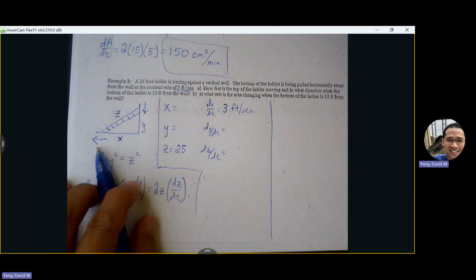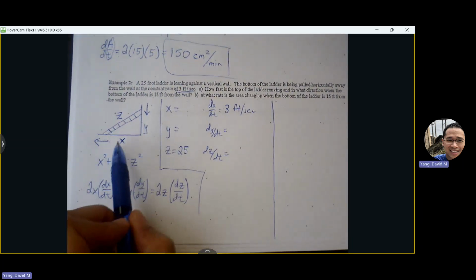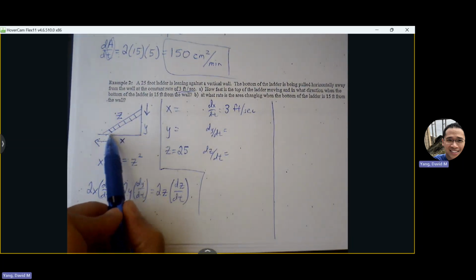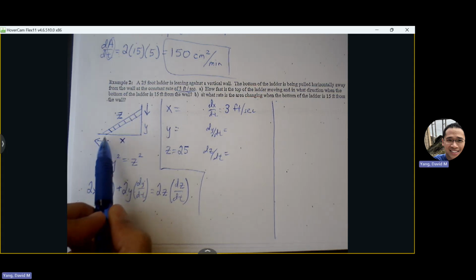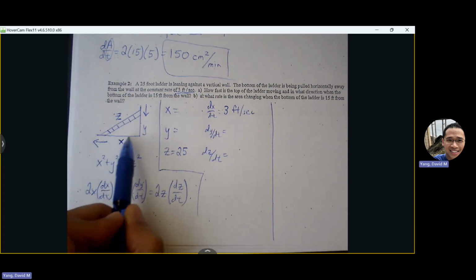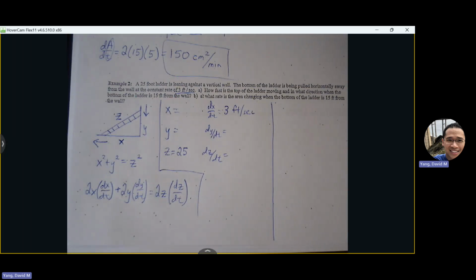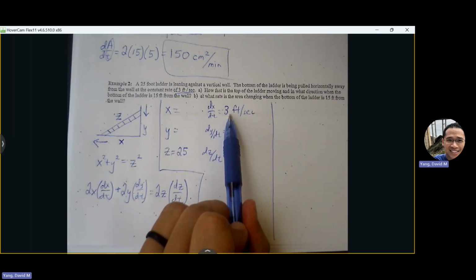Now, it's being pulled left, but we don't care about the direction, right? We care about what's happening to this length. Is this length going to grow larger or smaller as time passes? Larger, yeah. So as the ladder gets pulled away, we can expect this base length to get longer over time. So it makes sense that we're having a positive rate.